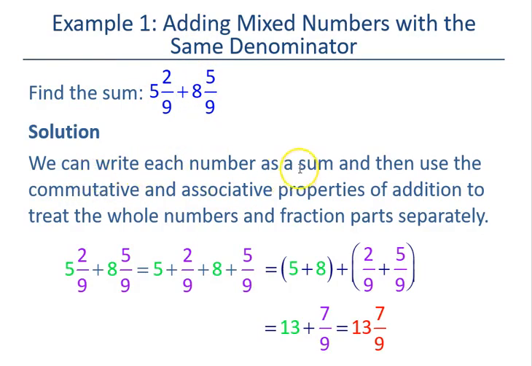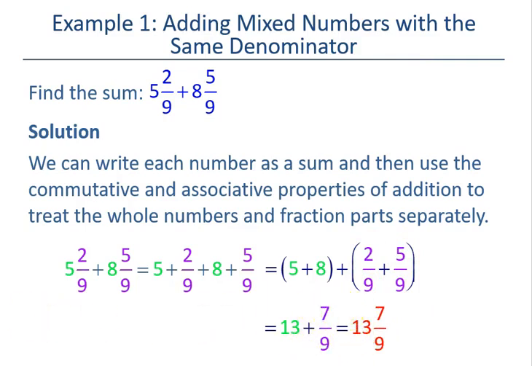When we come in here, we can write each number as a sum and then use the commutative and associative properties of addition to treat the whole numbers and fraction parts separately. Notice we've got the 5 and the 8 highlighted in green. We add the whole numbers separately, and then we add the fractions separately. 8 plus 5 is 13. We've got common denominators here, so we can just do 5 plus 2, which is 7, and so our final number is 13 and 7 ninths. Pretty straightforward.